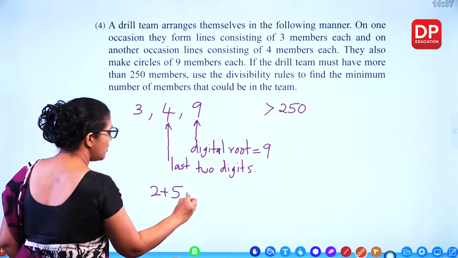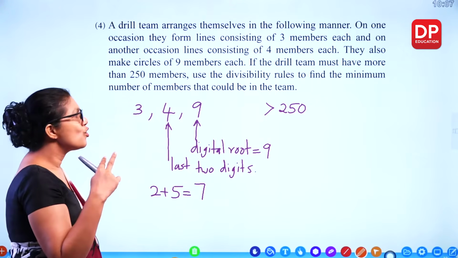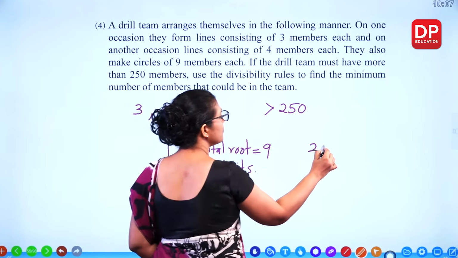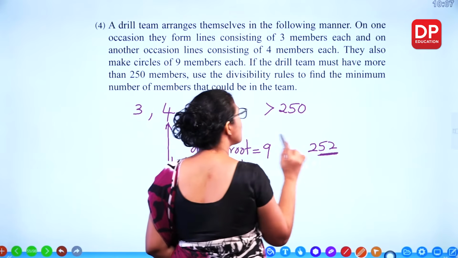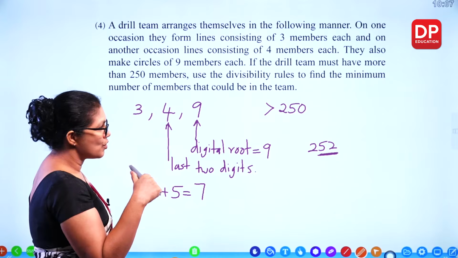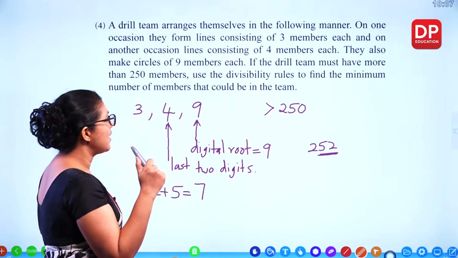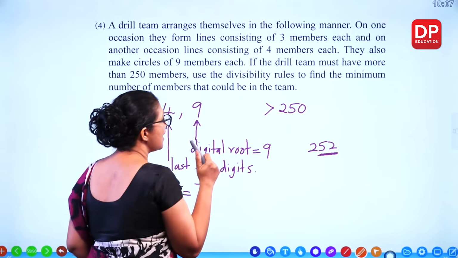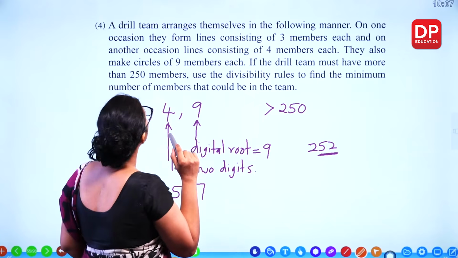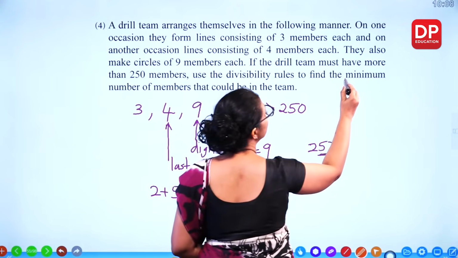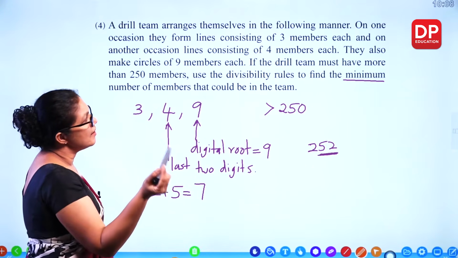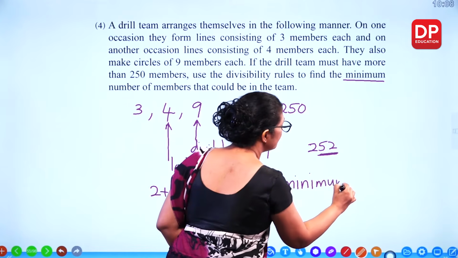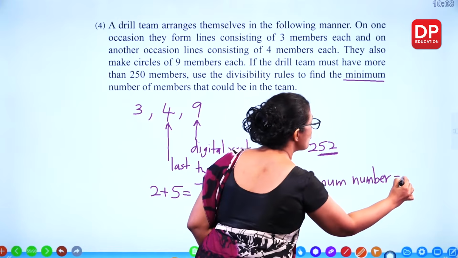2 plus 5, you get 7. Now you need another 2 to that. So if this is 2, you get 252. But now check whether the last 2 digits are divisible by 4. 4 times 1 and 4 times 3. You can divide that by 4 as well. So digital root 9. So what's the number? It can be 252. And it says minimum number. You can find several numbers more than that. So the minimum number is 252.